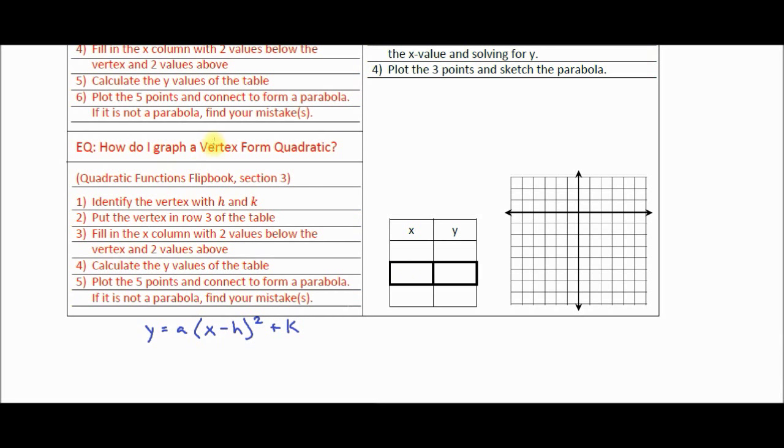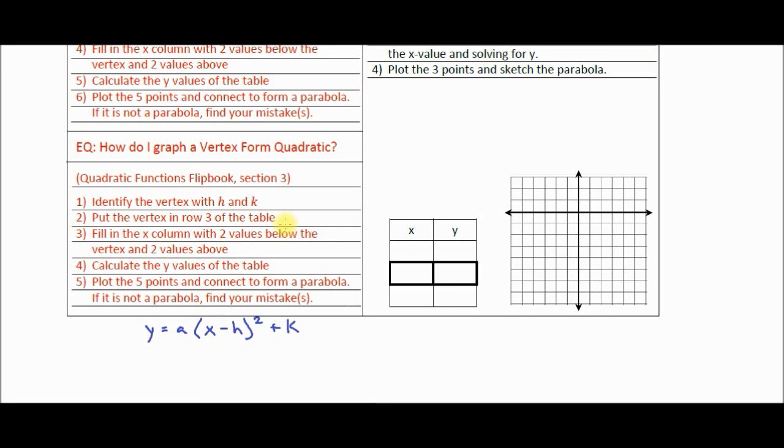We went over these steps already in your quadratic functions flipbook section 3, but we'll go over them again together. The first thing was to identify the vertex with h and k. It comes right out of the equation. Remember, the equation has negative h in it, so when we pull h out, we flip the sign of h. Put the h and k values in row 3 of your table of values.